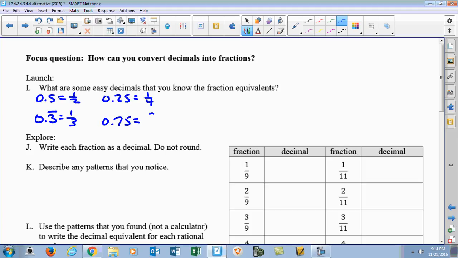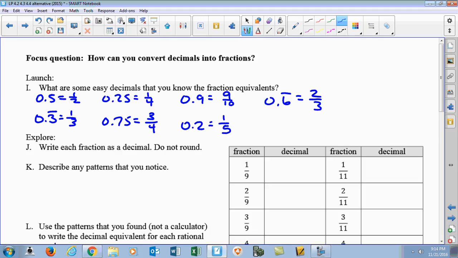0.75 is 3/4. What about 0.9? What is that? 9/10. Good. Those of you got that? We did 0.2. That's 2/10. I'm sorry, 1/5. That was in that earlier table, right? Let's do one more. 0.6 repeating is 2/3. All right, those are some basic ones. I'm sure you know a few others.